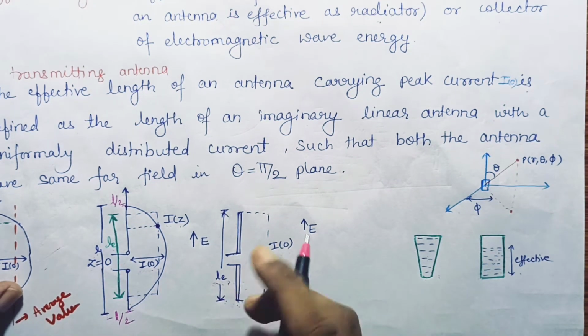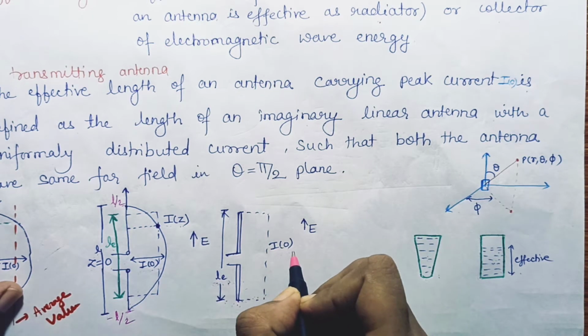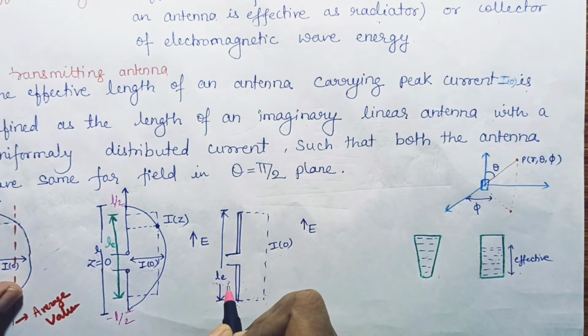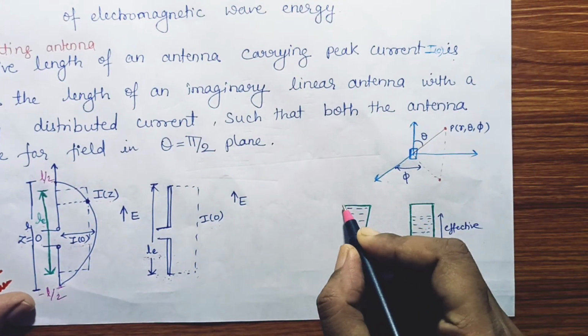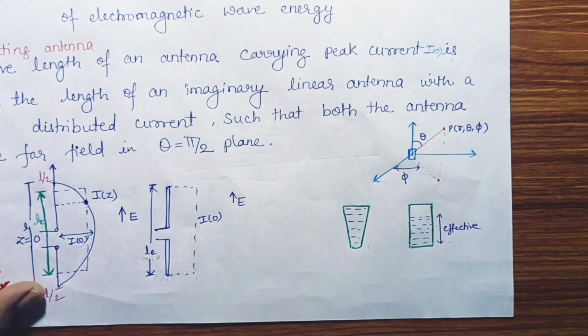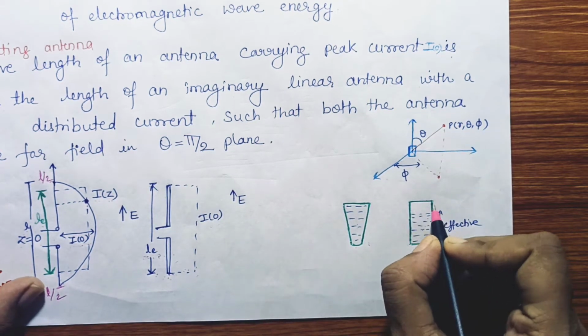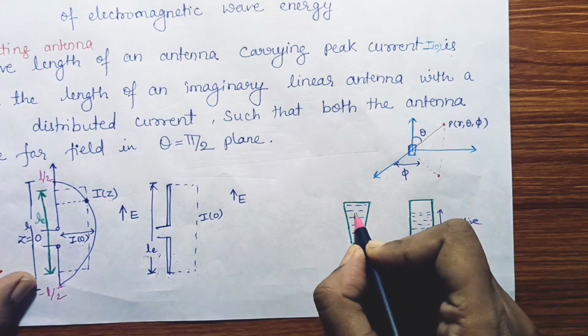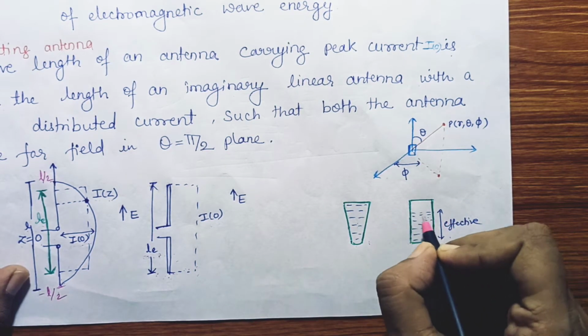To calculate this effective length, we are using I0 as imaginary. But this effective length is less than the original length. For this, we have an example. We have a glass of water. The glass is not uniform throughout, but we have another glass which is uniform. We pour this water into the uniform glass. Then we notice this.